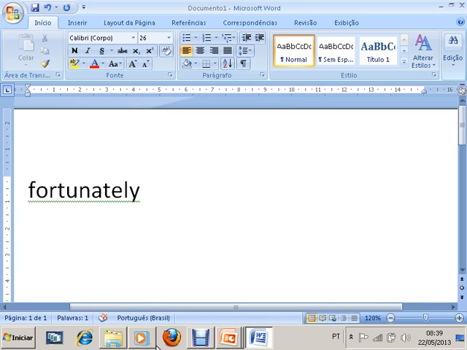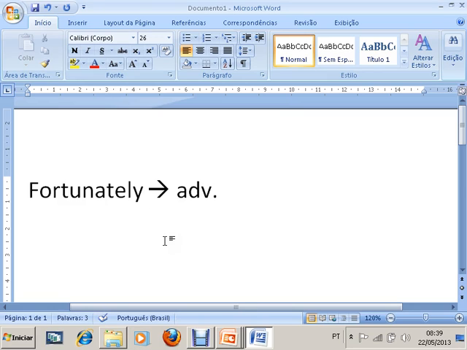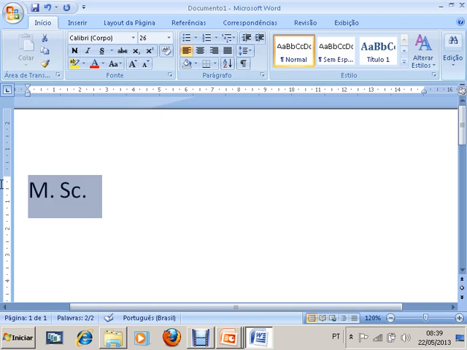So, when you go to the dictionary and you search for fortunate, you see this. What does that mean? Adverb. This is an abbreviation. Or what does that mean? Forget this, this has nothing to do anymore. What does that mean? Have you seen this? Are you familiar with this?